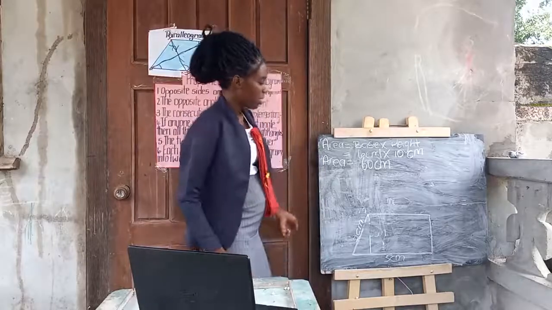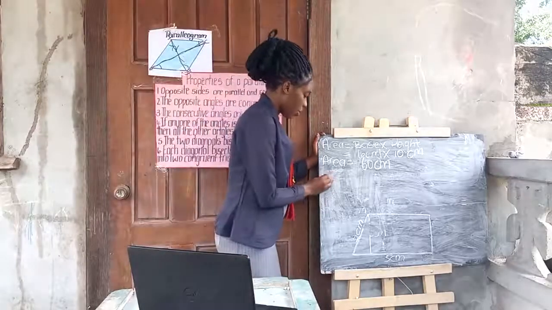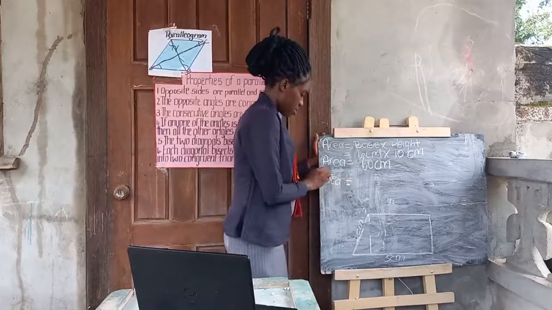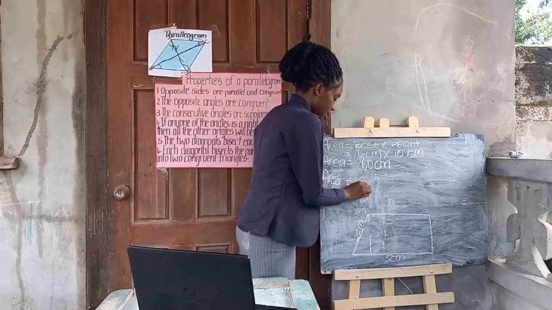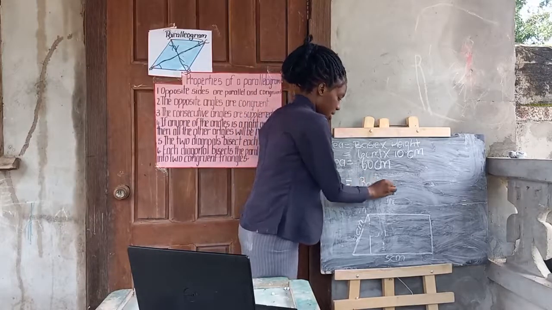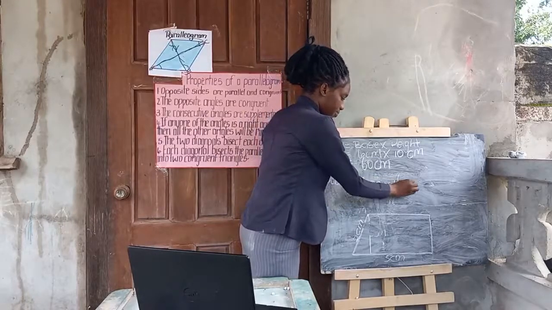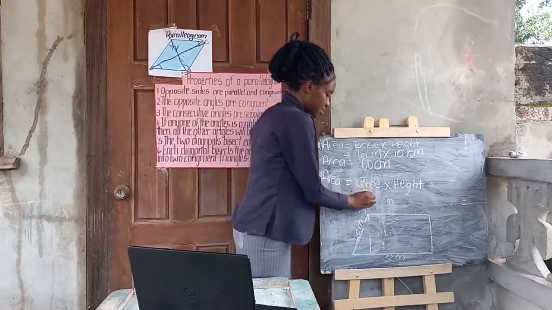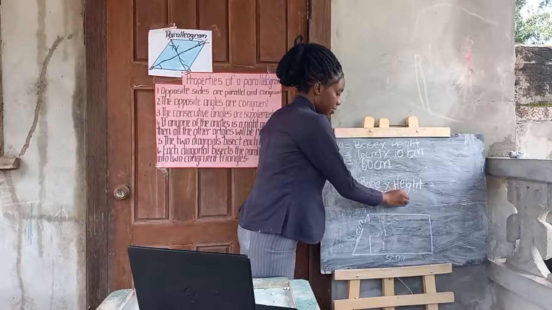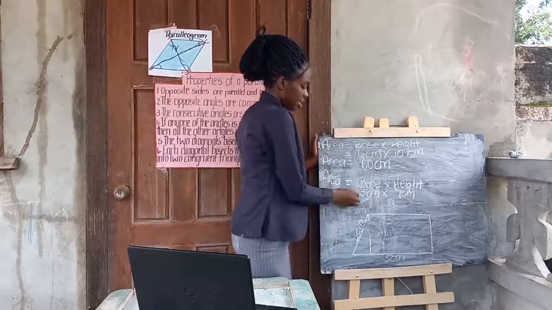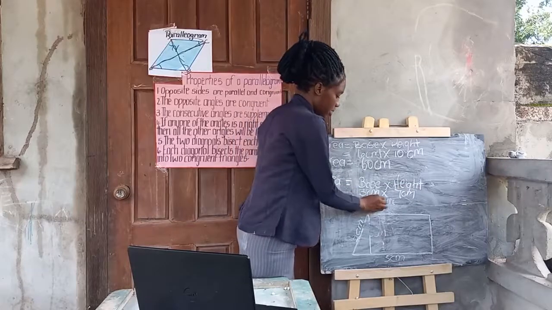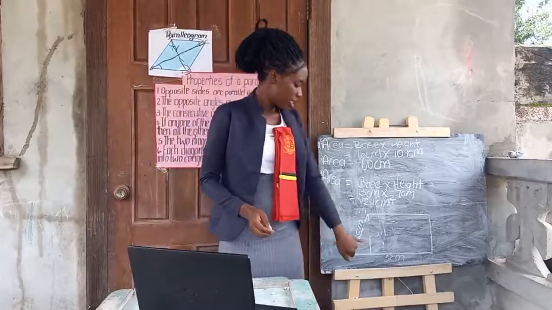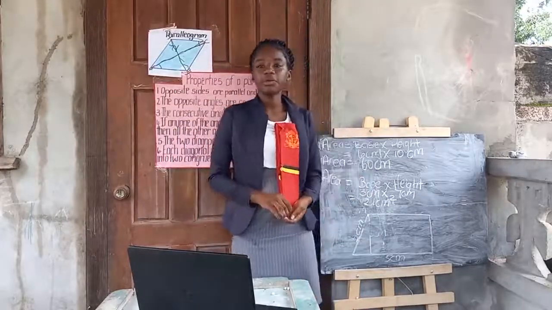Okay, Jacob, so what did you do for number 2? Our formula is area equal base times height. We had a base of 3 centimeters times the height of 7 centimeters, and that is going to equal 21 centimeters square, right? So Tashana, you're going to tell me how we're going to work the last one.